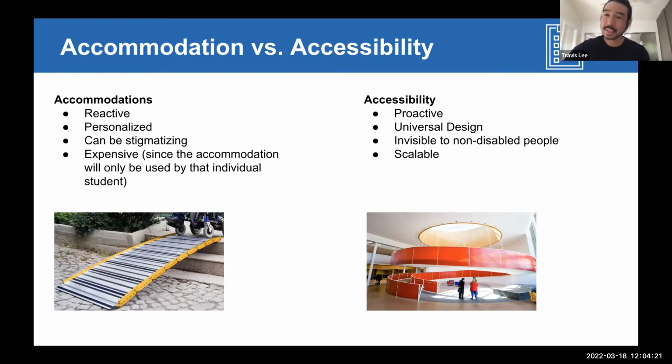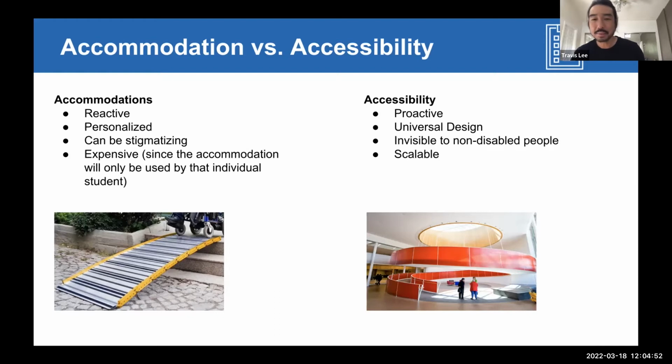I mean, building things accessibly is like you're getting in front of the issues. It's universal design. It's really about being accessible to all people, not just people with disabilities, but the non-disabled people as well. It's invisible to the non-disabled people because they're all using the same ramp. In this case, this ramp is inside of a building at Berkeley, and everyone uses this ramp, whether you have a disability or not. So it's invisible to the non-disabled population.